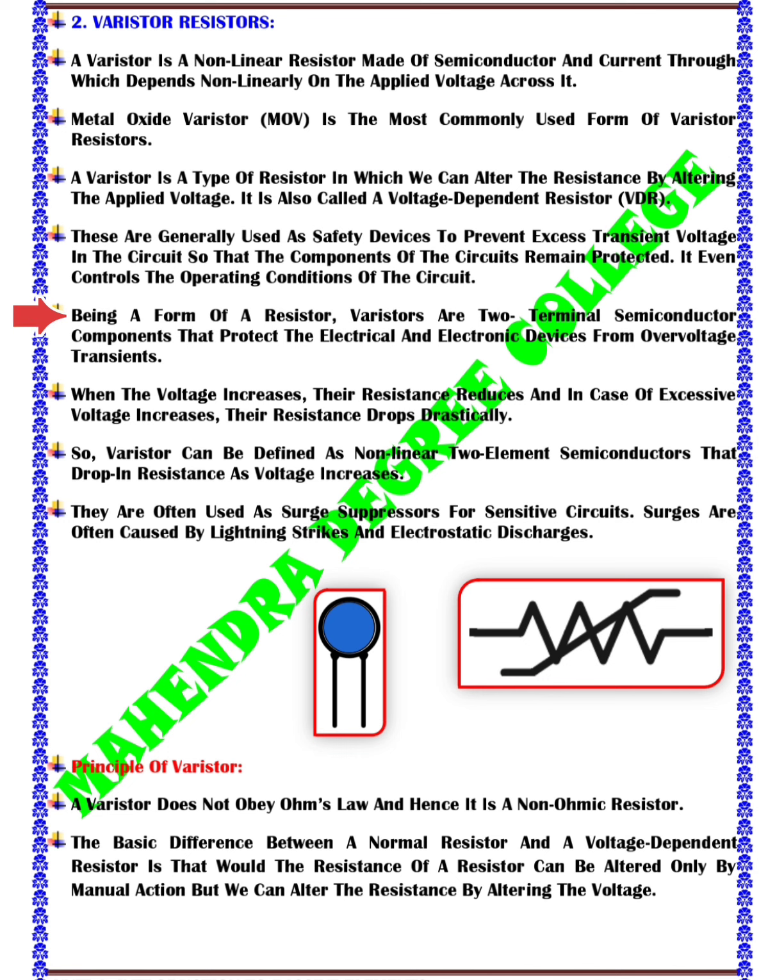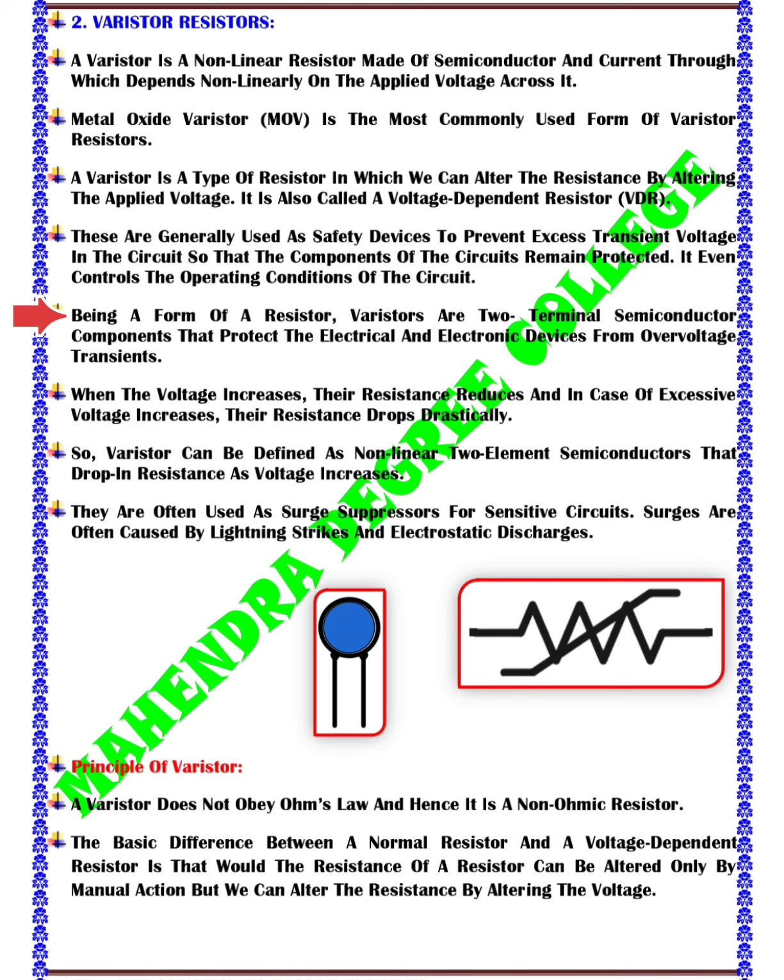Varistors are indeed a type of resistor, specifically a two-terminal semiconductor component, and they're used to protect electrical and electronic devices from overvoltage transients. They are also known as voltage-dependent resistors (VDRs) because their resistance changes based on the applied voltage. Varistors are designed to shunt excess current when a surge or spike in voltage occurs, preventing damage to the protected device or circuit. This is called over-voltage protection.